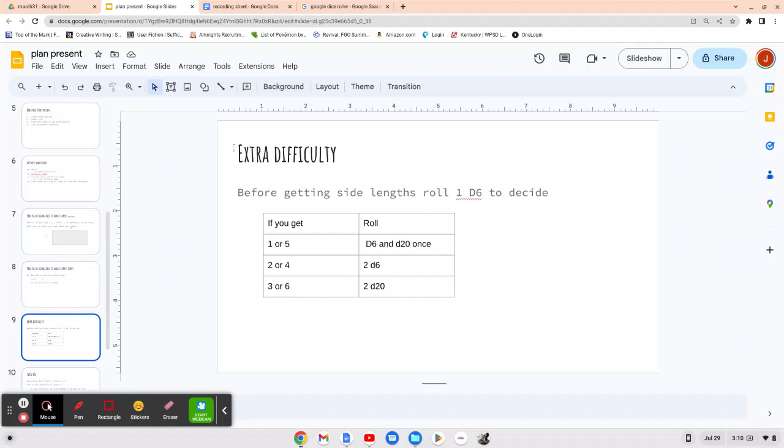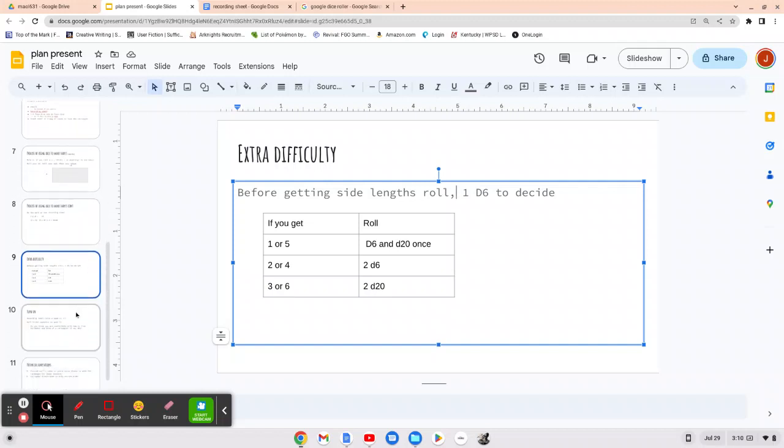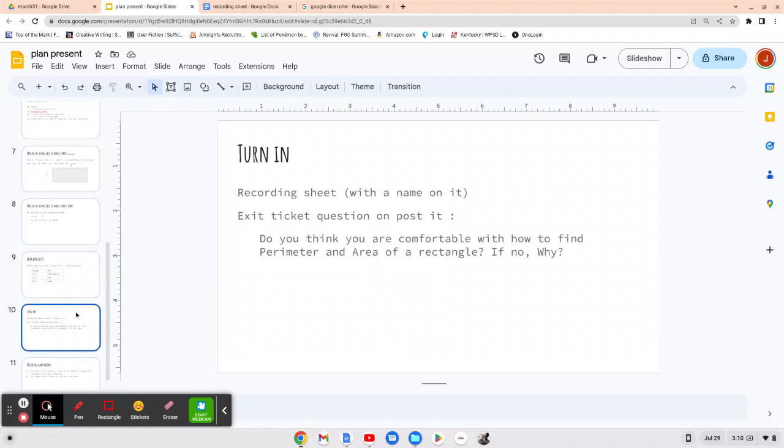Now, for a bit of extra difficulty, before getting the side length, roll 1d6 to decide what you roll. If you get a 1 or 5, roll a d6 and a d20. If you get a 2 or 4, roll 2d6. If you get a 3 or 6, roll 2d20. Use that if you feel they're up for that little extra difficulty; it depends on the group, really.